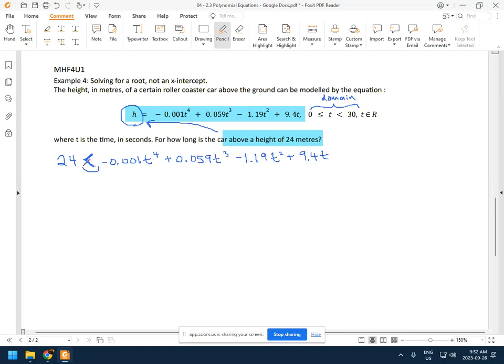Now, we haven't fully covered how to work with inequalities. We are going to have a lesson on that Thursday and Friday. For now, I am going to get you to pretend or figure out when is this roller coaster equal to 24 meters, and then we'll be able to interpret it after we sketch a graph. Okay? So, here's the question. How would you solve it?